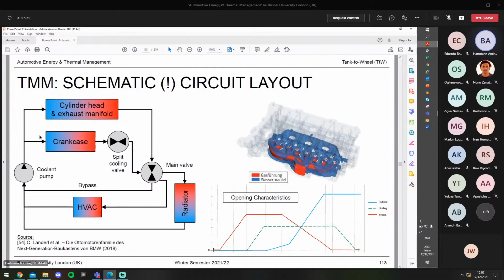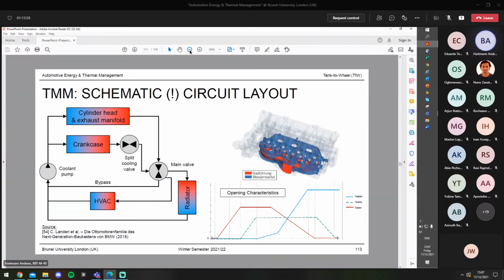independently. To send the cold coolant to the cylinder head to ensure sufficient cooling there, and to send a lower portion, a lower mass flow of the coolant through the crankcase, where it's not that sensitive for the coolant.